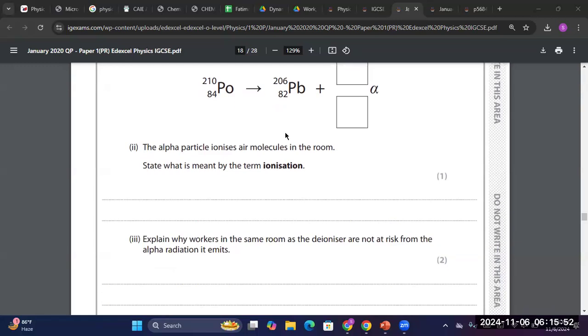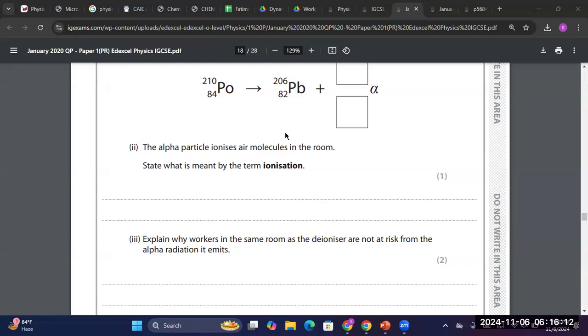State what is meant by ionization. Whereas, what is ionization? I don't know. Okay, Shreya, do you know what is ionization?